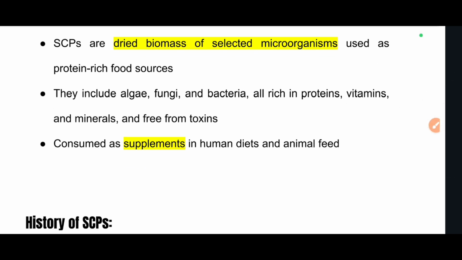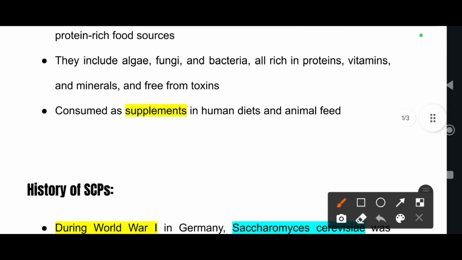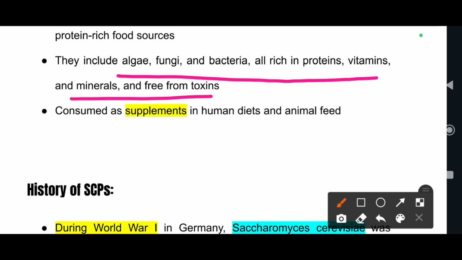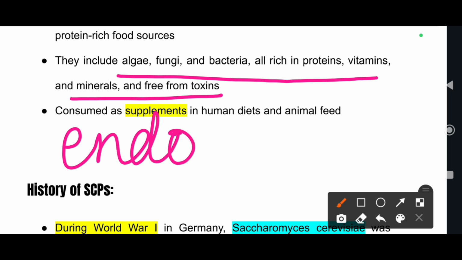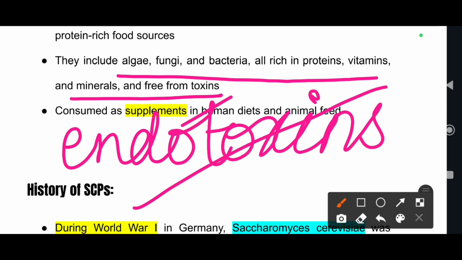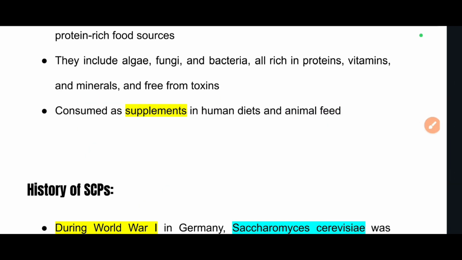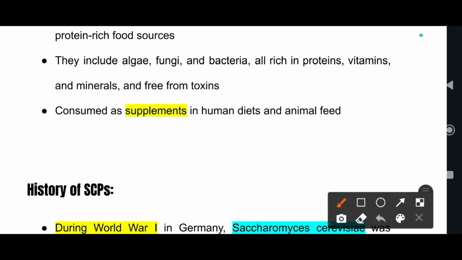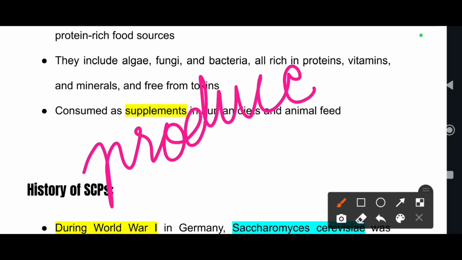This includes algae, fungi, and bacteria, all rich in proteins, vitamins, and minerals, and free from toxins. As we all know, bacteria have endotoxin and fungi also have some kinds of toxins. But SCP doesn't contain any toxin, because when we consume toxins we will be injured or get some issue, right? So we produce SCP in such a way that it doesn't have any harmful effects. We produce it in a well-mannered and structured process.